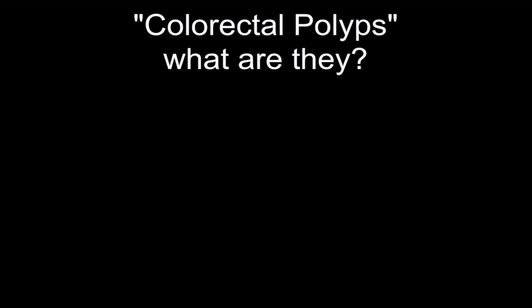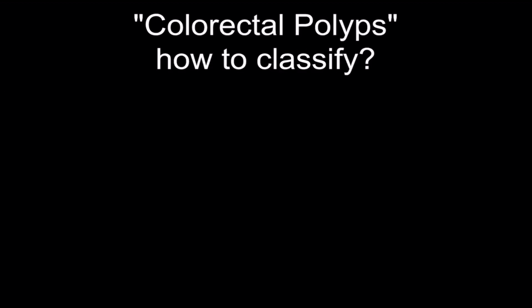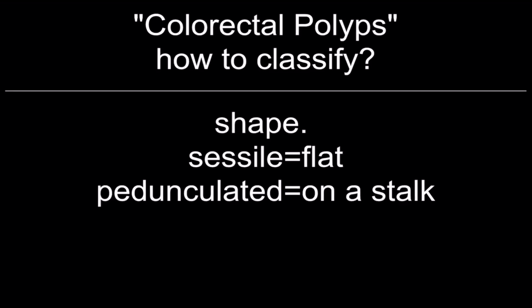What are colorectal polyps? Tissue that grows into bowel lumen. How do you classify colorectal polyps? By its shape. If it's sessile, that means it's flat. If it's pedunculated, it's on a stalk.